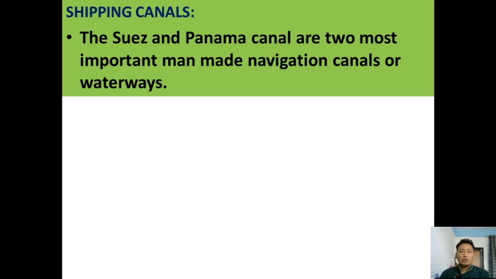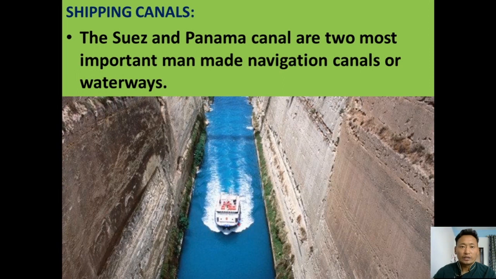Next, we are going to learn about the shipping canal. What is meant by canals? Canals are man-made waterway channels. This is a canal, made by human beings in order to navigate from one place to another. In this chapter, we are going to learn about the two important shipping canals in the world. They are the Suez and Panama Canal.